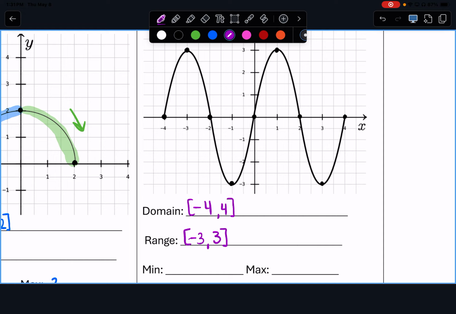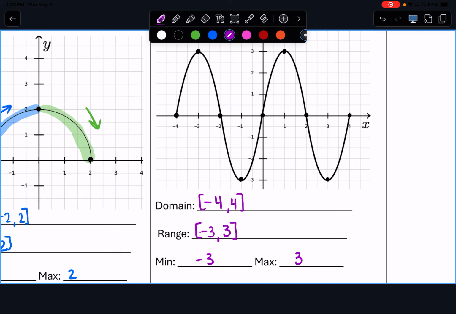Now, what's our lowest y value? Negative 3. Our highest? Positive 3. Okay, so finding that part, super straightforward, super easy. Everything else can sometimes get a little confusing.